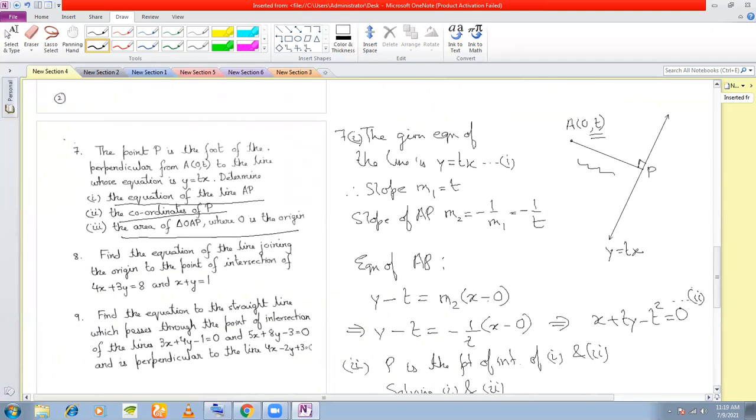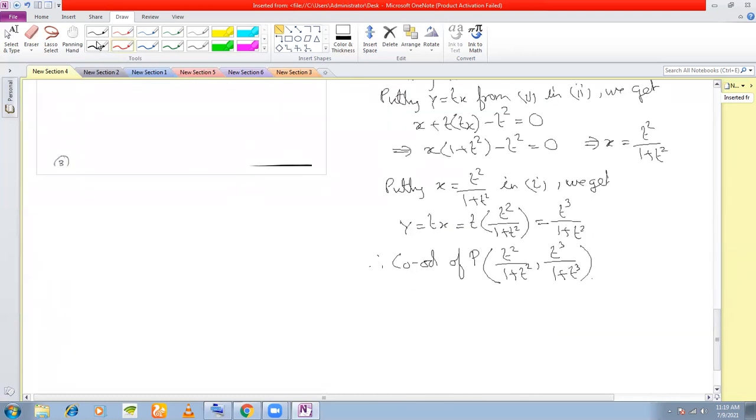OAP, I don't know where the origin is. So let me put the origin anywhere I want. Let us put the origin here. Okay, so we need to find out the area of this triangle, and you know how to find out the area. O here is the point 0, 0. What are the coordinates of A? 0, t. This is given to you. And what are the coordinates of P here? We have found above: t square by 1 plus t square, t cube by 1 plus t square.